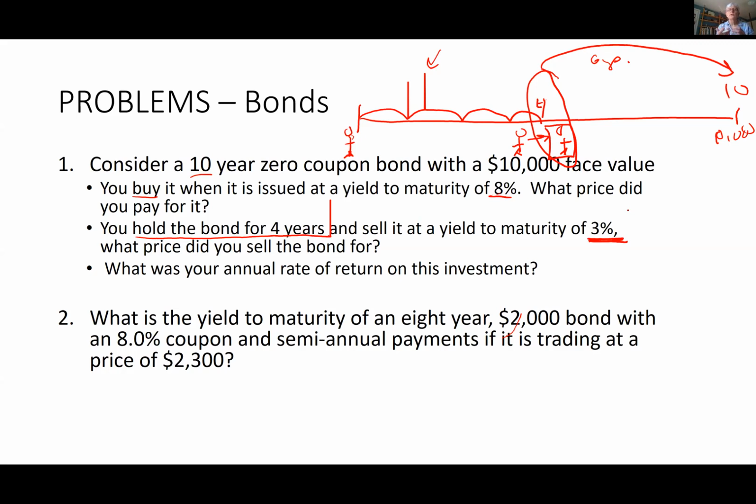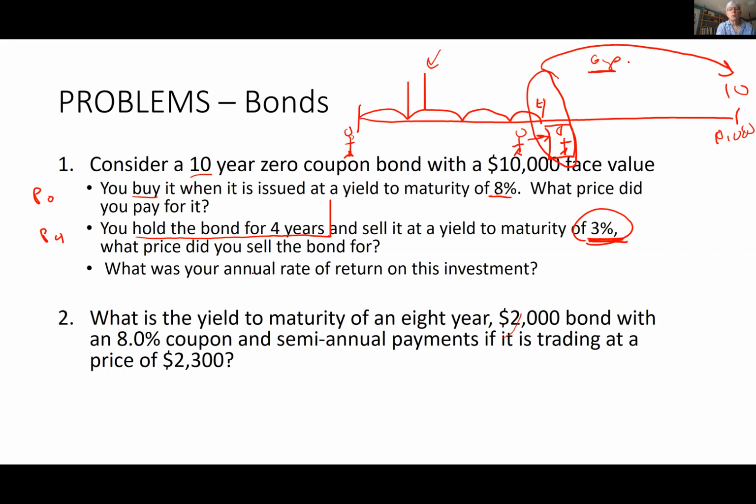So what you sell it for is the competitive market price in the market. And the competitive market price in the market is the price at which somebody else is going to buy, receiving $10,000 6 years later with a 3% yield to maturity, because interest rates in the market have changed to 3%. So you're going to get 2 different prices. You're going to get a price at time 0. You're going to get a price at time 4.